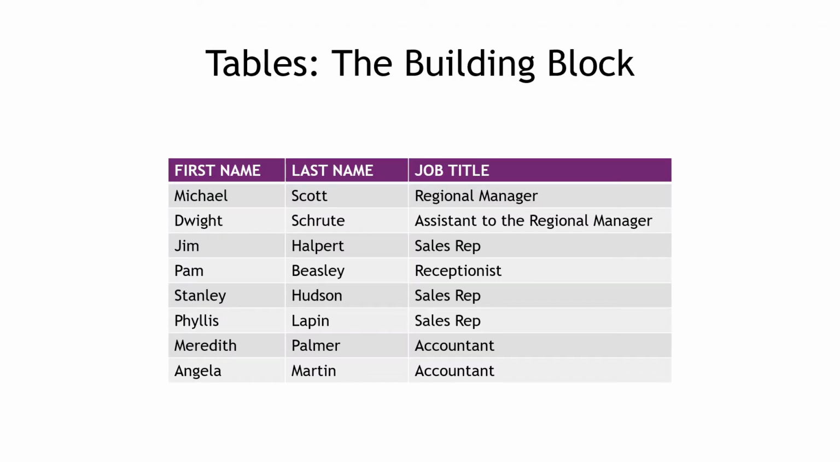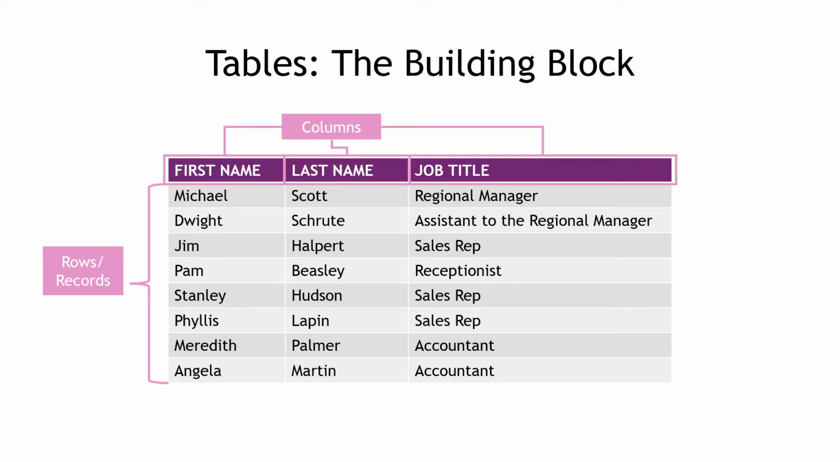The building block of Dataverse is a table. If you're familiar with databases, this concept will just be a review for you. If you're not, though, you can think of a Dataverse table the same way you think of a table in Excel, or even a table like this in PowerPoint. You've got your columns, like first name, last name, and title. And then you've got rows or records, like the people shown here, Michael Scott, Dwight Schrute, and so forth.